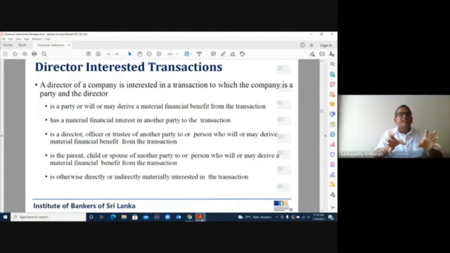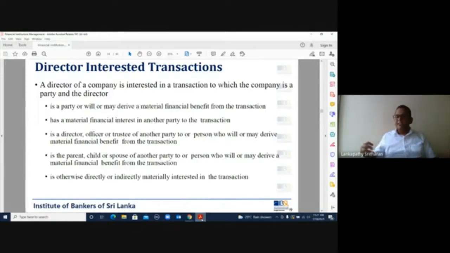The director is the common person across both sides. So these are the circumstances they have described. The first one is that the director is a party, or will or may derive a material financial benefit from the transaction. So in the particular transaction, the director is one of the parties, or will or may derive a material financial benefit from it. In that case, the transaction can be considered a director interested transaction.